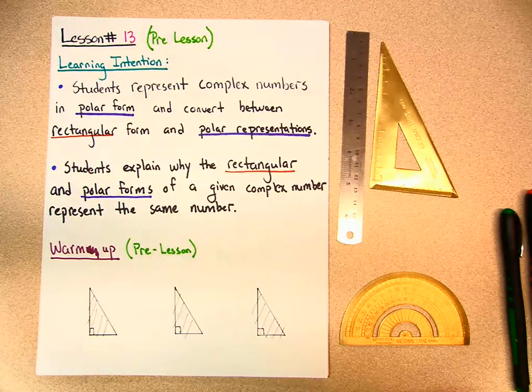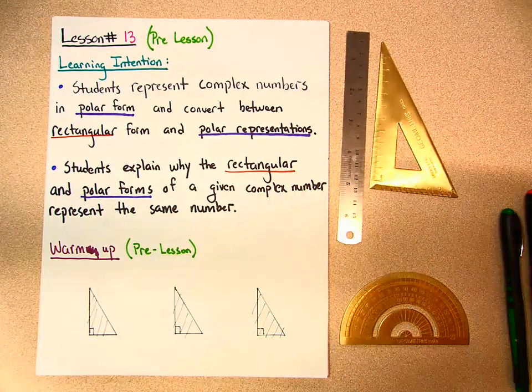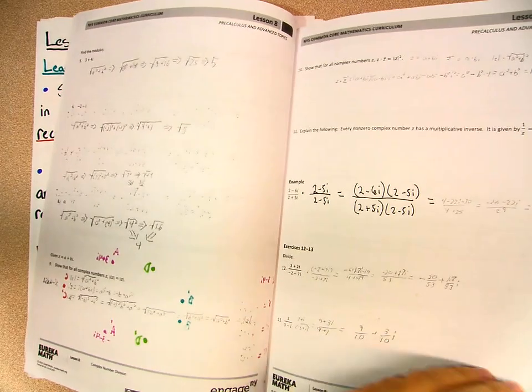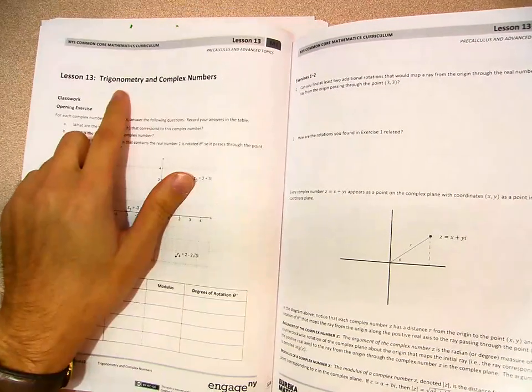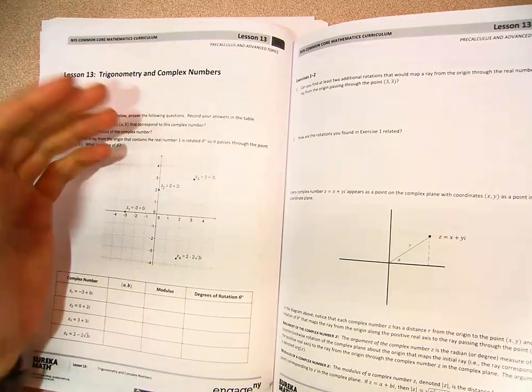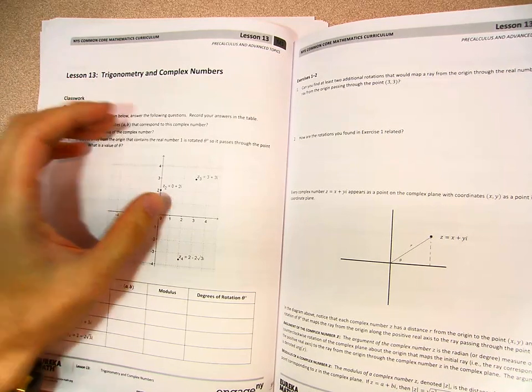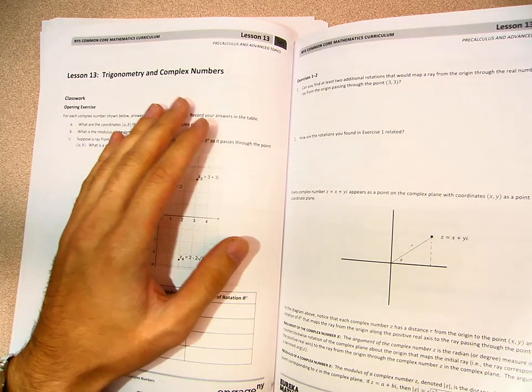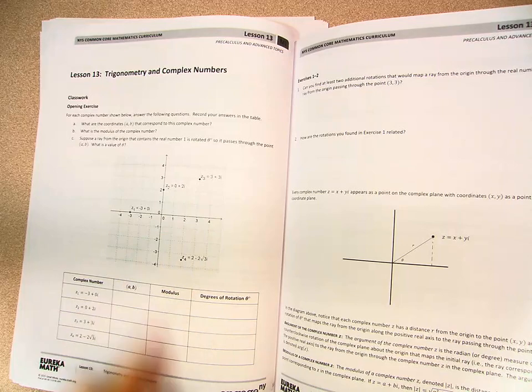So, lesson 13. We should have our books here, and it should be, oh, that's not the page. It should be right over here. Trigonometry in the complex plane. How do we take what we learned in trigonometry in the coordinate plane and transfer it here?